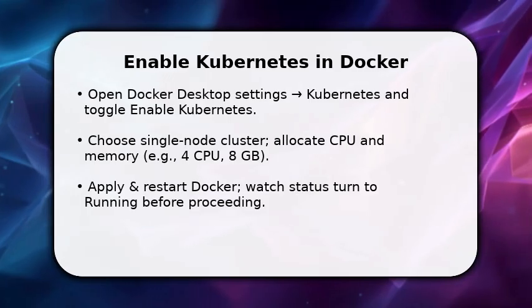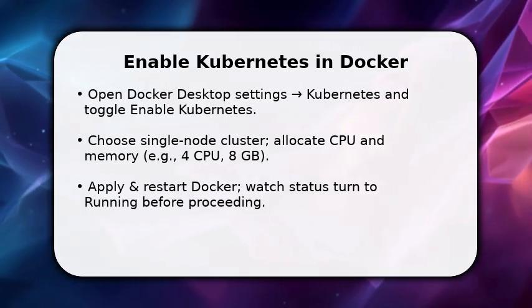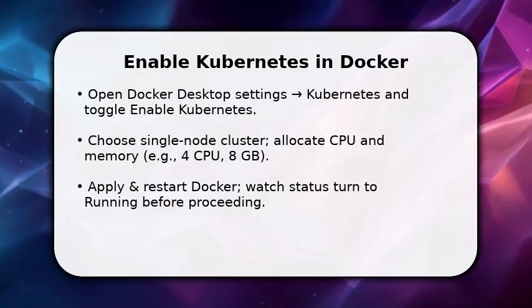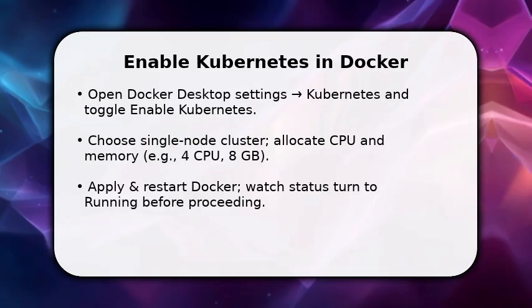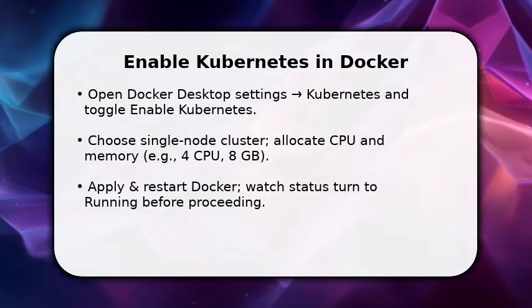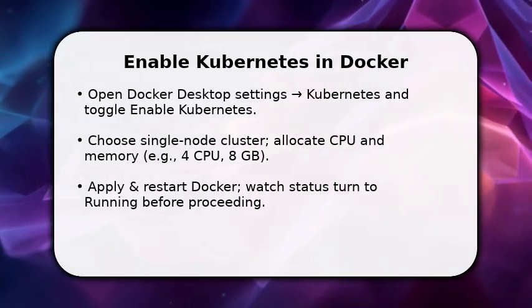Enjoy the video. You'll start by enabling Kubernetes directly in Docker Desktop. Open Settings and flip Enable Kubernetes. Choose a single node cluster for local development and allocate resources. Try 4 CPU and 8 GB RAM to avoid slowdowns.